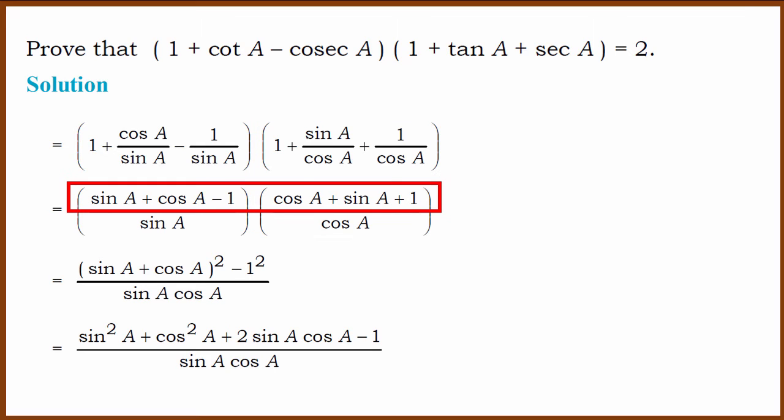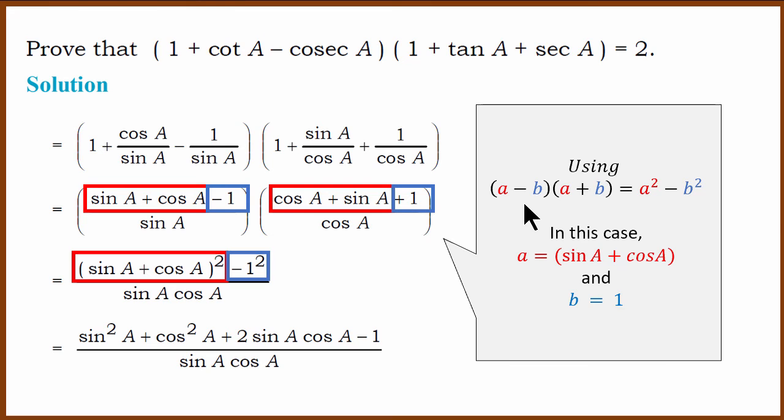Now let's look at this term which is in the numerator. What does it look like? Does it look like (A + B - A - B)? Let's see. Consider the terms in red. Sin A + cos A is here, cos A + sin A is here. In other words, the first term is the same. So the terms in red are the same. And if you look at the term in blue, here it is minus 1 and here it is plus 1.